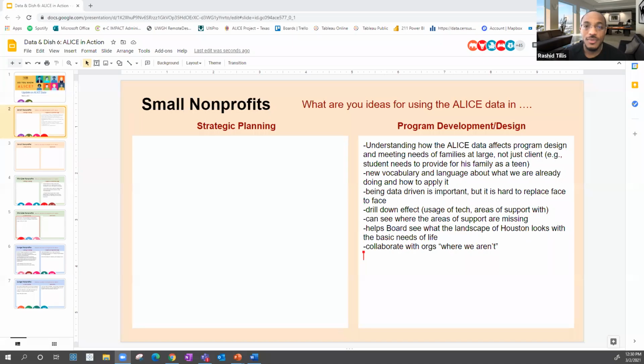All right. So we would love to hear a share out, and we have a few minutes to do this. Would anybody be willing to share from the small nonprofits? What stuck out to you? What did you get from the breakout room that you'd be willing to share? Small nonprofits.